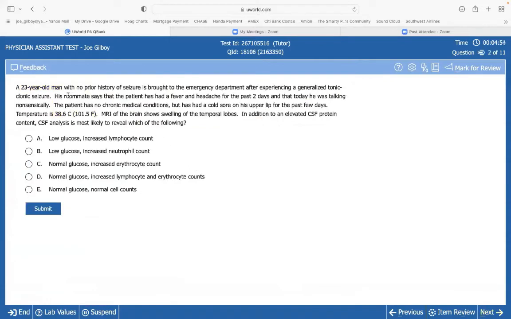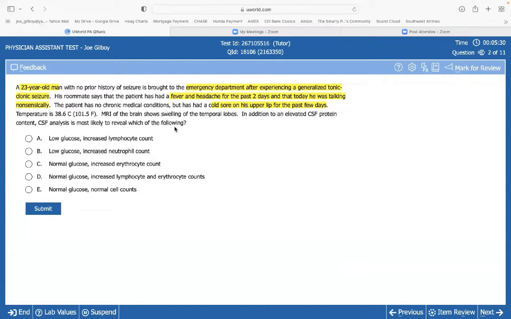Okay. Next one. I got a 23-year-old guy with no prior history of seizures, brought to the ER after experiencing a generalized tonic-clonic seizure. You're like, okay, that can't be good. He's a young buck, he's 23. His roommate states that he's had a fever and headache for the past 2 days and is talking nonsensically. You're like, okay, something's going on. The patient has no chronic medical conditions, but he has had cold sores on the upper lip for the past few days. So you see your patient, he's 23, just had a seizure, he's had a fever, he's altered, he's got blisters on his lip.